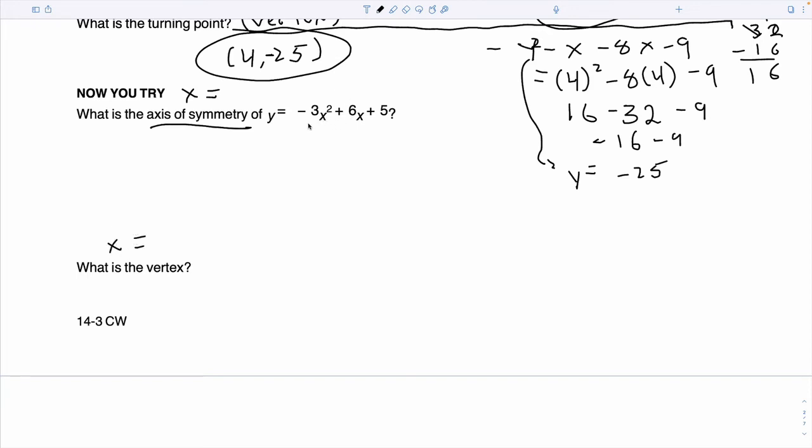How do I find the axis of symmetry? First thing I'm going to do is label A, label B, and label C. A is negative 3, B is 6, C is 5. I need you to label for today's notes and the homework, as well as independent work. How do I find the x or the axis of symmetry? What's my next step?